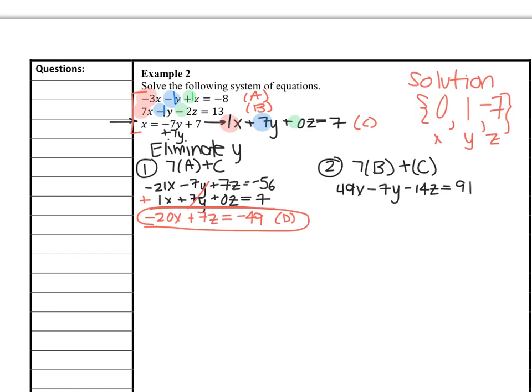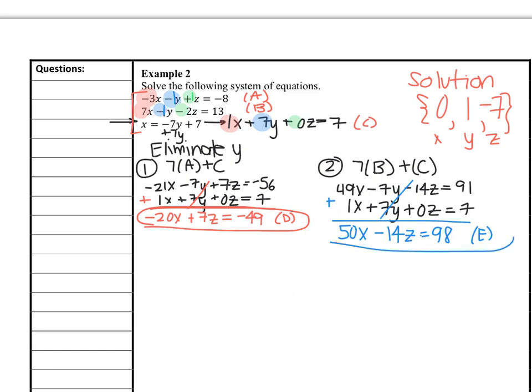And then equation C gets written just as it is, 1x plus 7y plus 0z equals 7. And again, just add straight down. All right, so this gives me 50y, or 50x. I don't know why I always do that. I always say the wrong variable. 50x. And then negative 14 plus 0 is negative 14z equals 98. And this is equation E. Circle that up so we can move on to step 3.